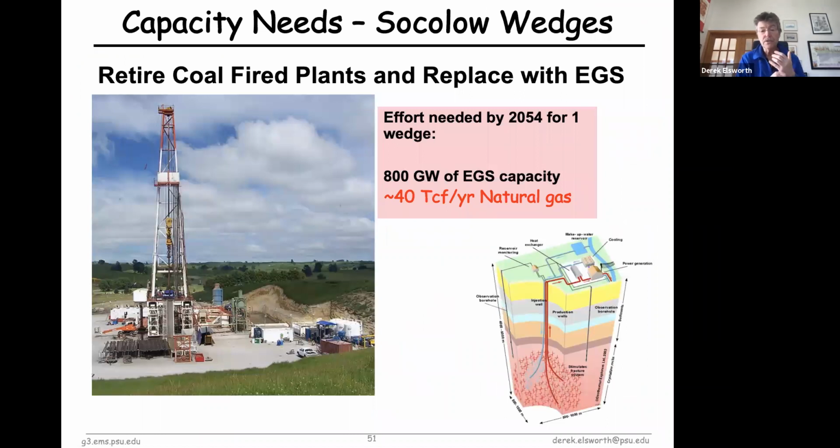And so for geothermal, just as in the others, you need to be able to replace 800 coal-burning plants with geothermal. And the equivalent in terms of the gas usage is something of the order of 40 trillion cubic feet per year.